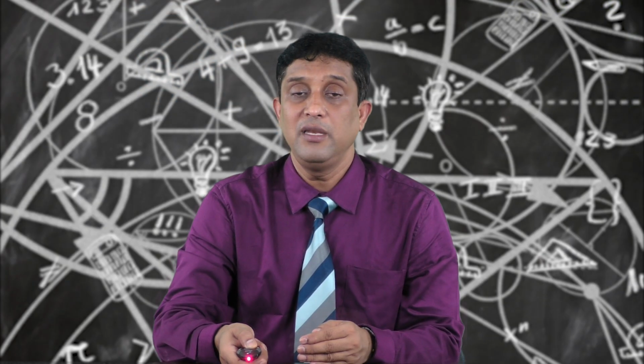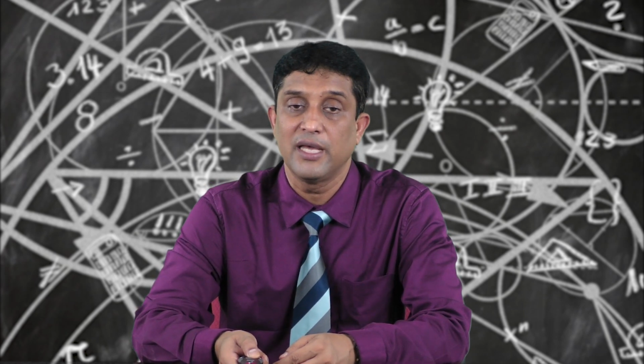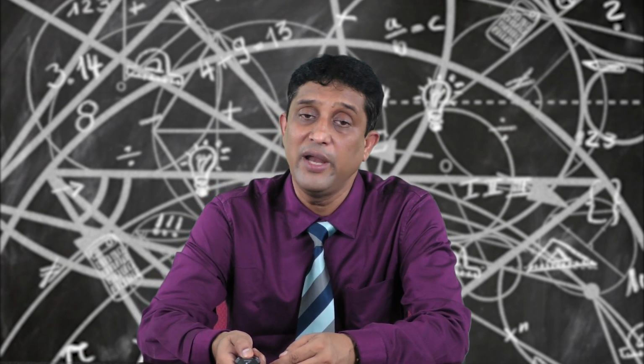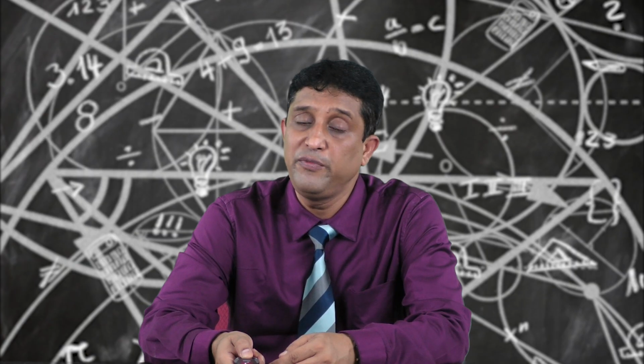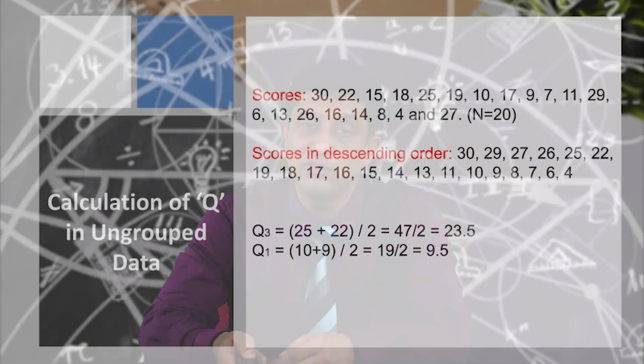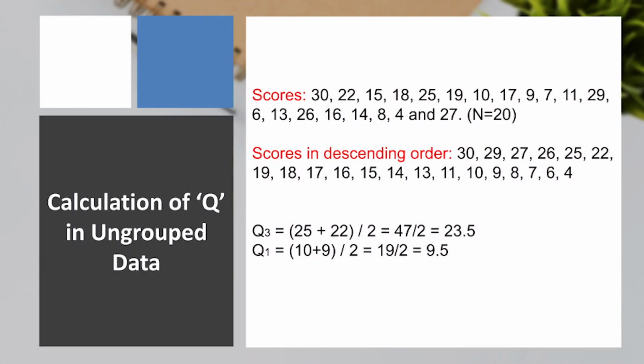So up to 9, you will find that there are a total of 5 scores. But how to calculate the midpoint? It will be in between the 5th score and the 6th score. So that's why 10 plus 9 divided by 2. 19 divided by 2 is 9.5.